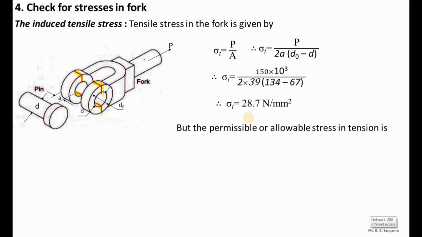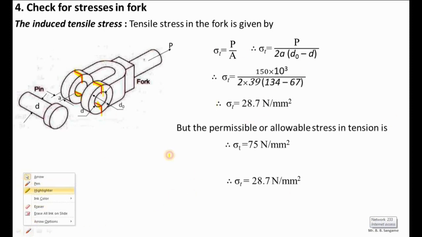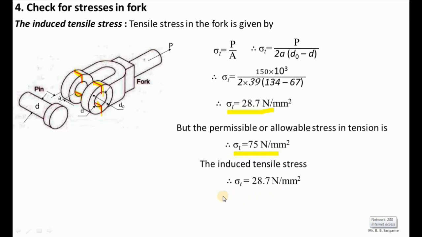But the allowable, that is permissible stress in tension, which is given in the problem, is 75 Newton per mm square. Once again, the induced tensile stress is less than the permissible. So our design is safe in tension.